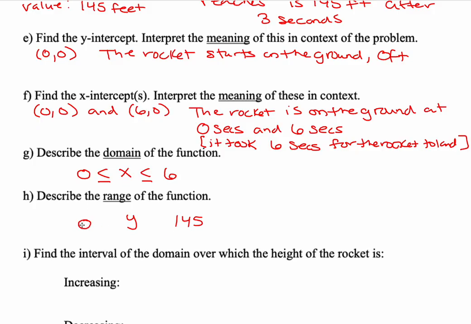So we know that 0 is going to be your smallest, so it's going to be less than. It'll be equal to as well, because it will hit the ground. And then y is going to be smaller than 145, but it will actually hit that 145, because that's the maximum height. So it'll be y is less than or equal to 145. And that would be our range: 0 is less than or equal to y, which is less than or equal to 145.